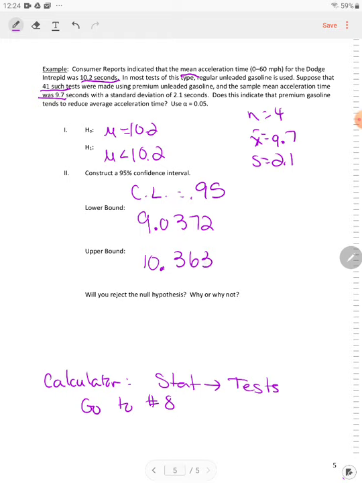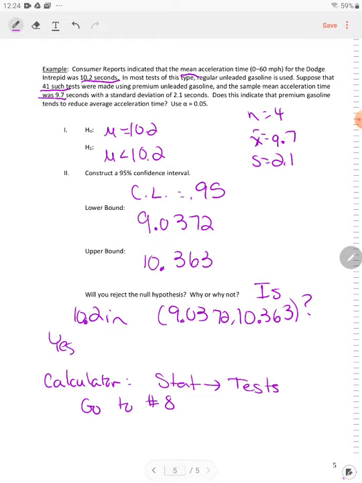Okay, now how do we know? Well, the question is, is 10.2 in the interval? And the answer is yes. So we do not reject. Okay, I said don't. Let's say do not.